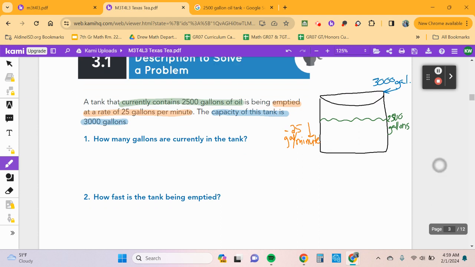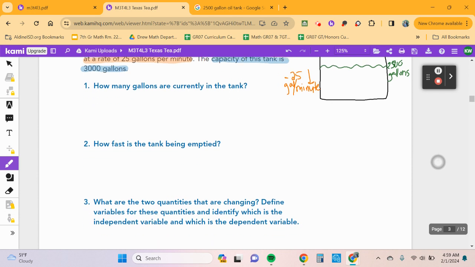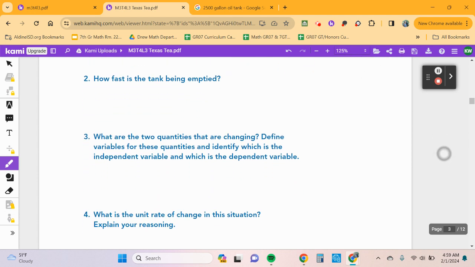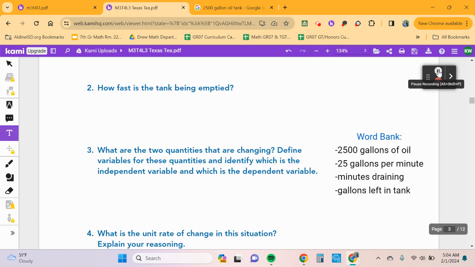Now, before you pause and work on 1 through 5, I am going to give you a word bank for question number 3. So here's your word bank. Out of these 4 options, you're going to use 2 of those to answer. Number 3, what are the 2 quantities that are changing? And then you're going to define the variables, meaning which one is dependent on the other. If it's dependent on the other, then it is the dependent variable. If it is not dependent on the other, then it is the independent variable.